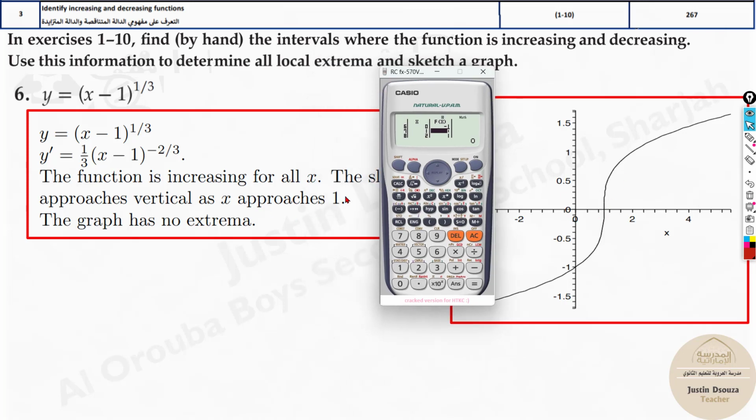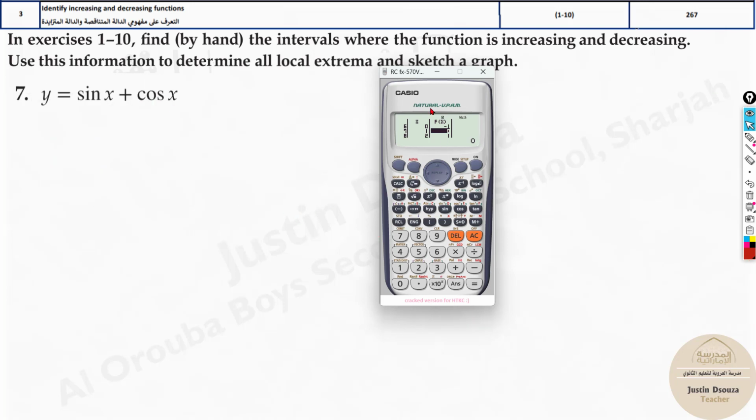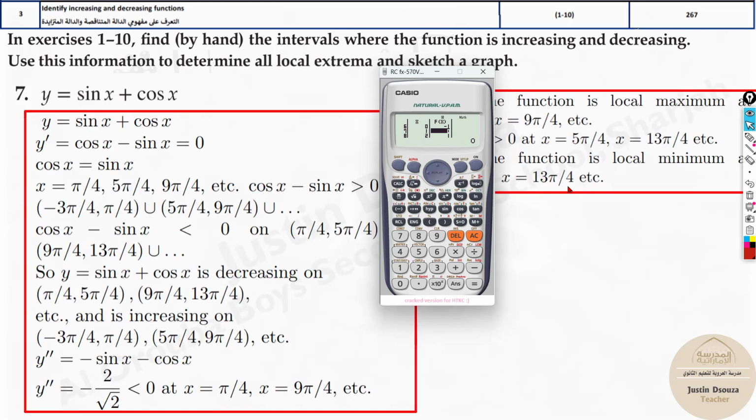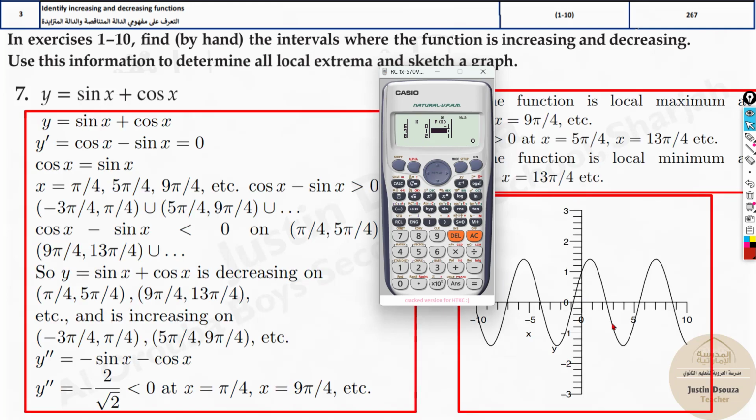Now here we can see there is a vertical, so it's not a critical point, but it's a flat line over here at 1. So you can see that's the thing. Same way, you can try any equation. You can do it by yourselves and then directly look at the graph. And you can easily tell where it's increasing, decreasing.